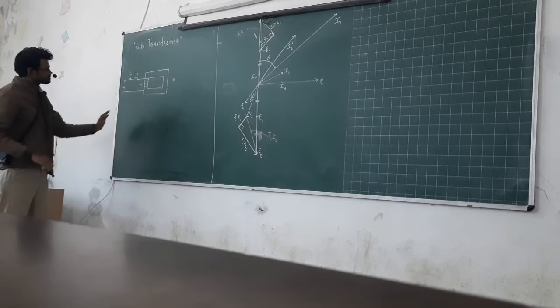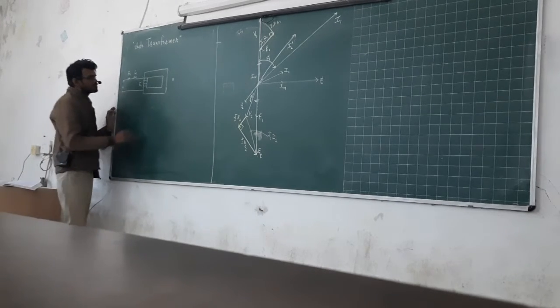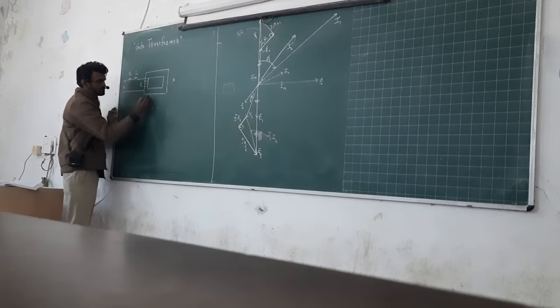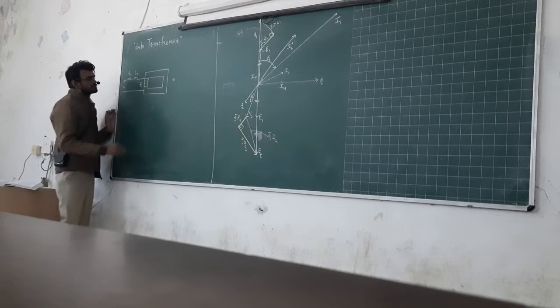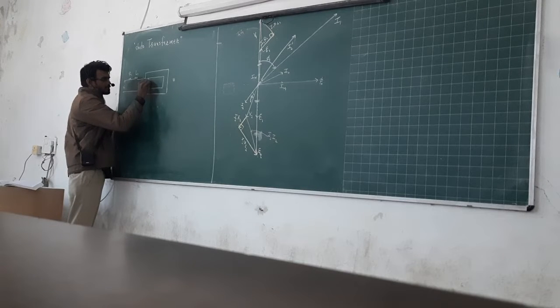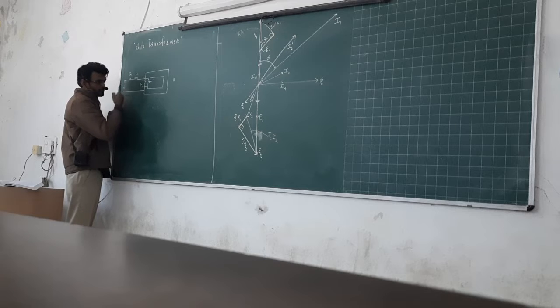What can we do? We can remove insulation from this side, on this side of the turns. Okay, and we can attach here one pointer. This is the ground, let's say.